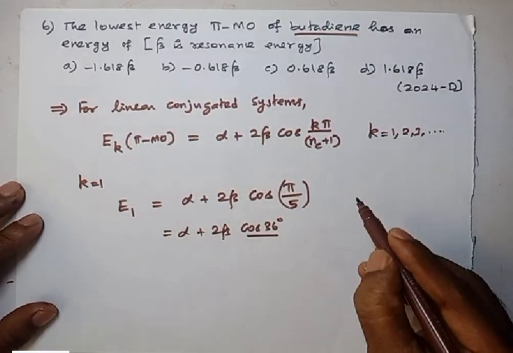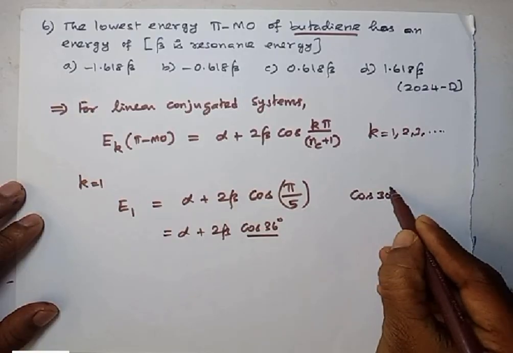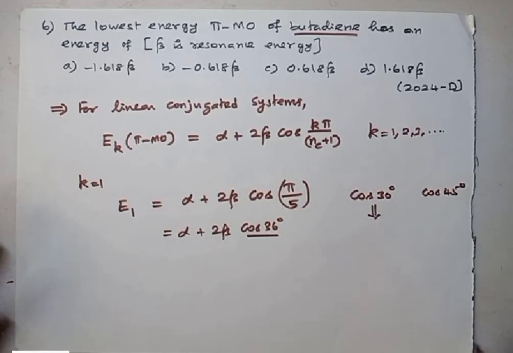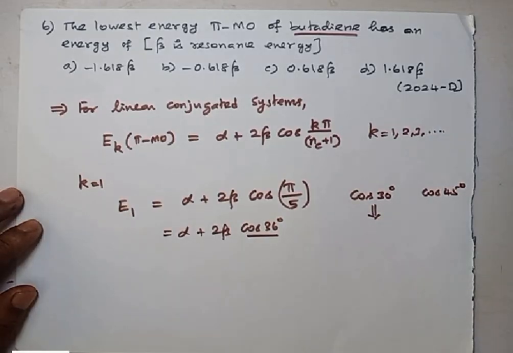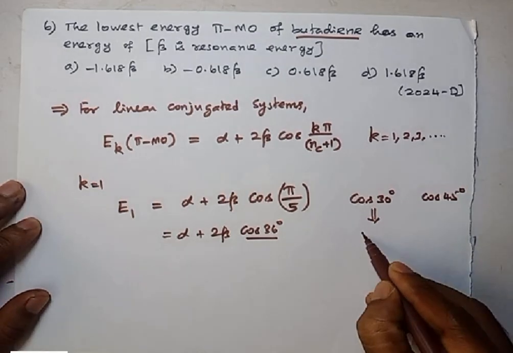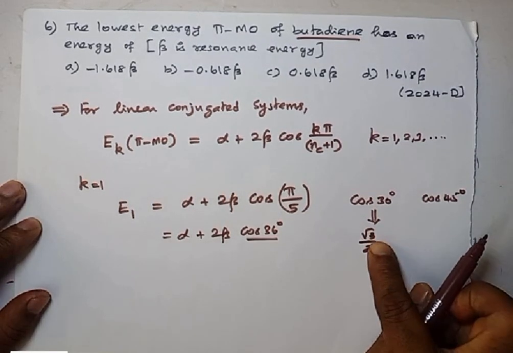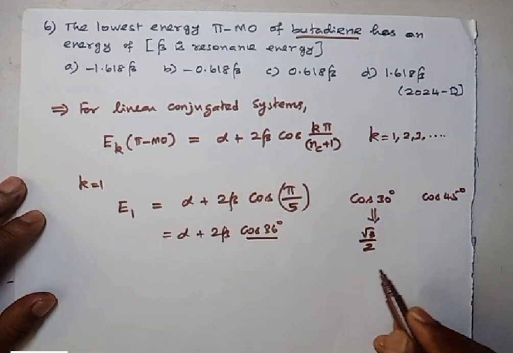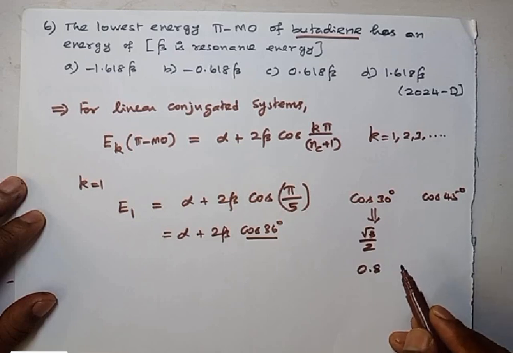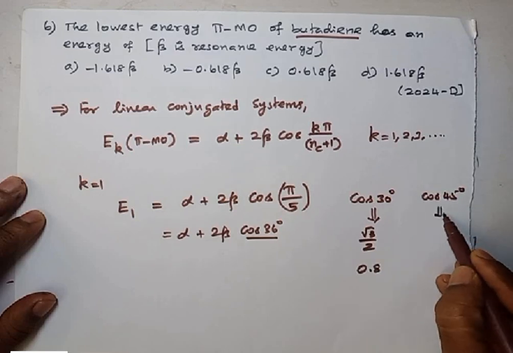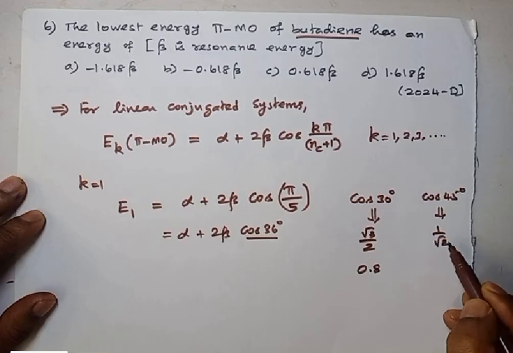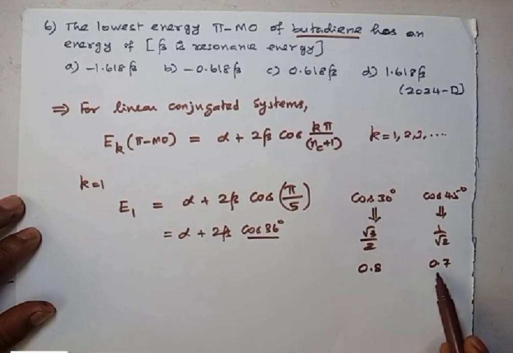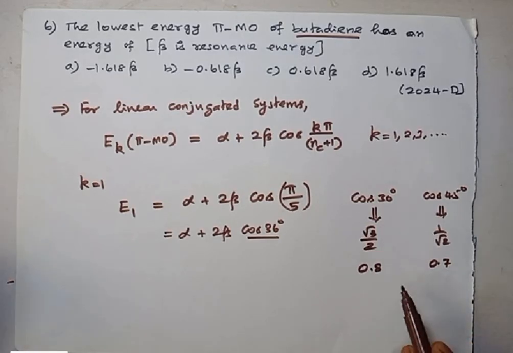We are all familiar with cos 30 and cos 45. Anyone tell me the value of cos 30 degree? Cos 30 is root 3 by 2, correct? Root 3 is 1.73, so root 3 by 2 is roughly 0.8. Cos 45 is 1 by root 2, roughly 0.7. So the value should be in between 0.8 and 0.7.